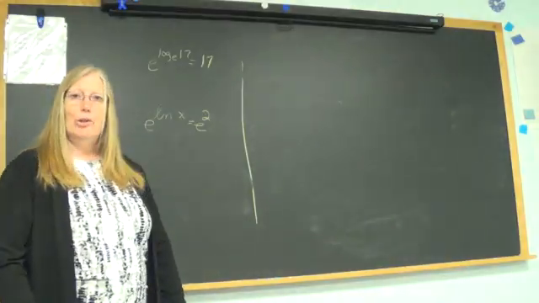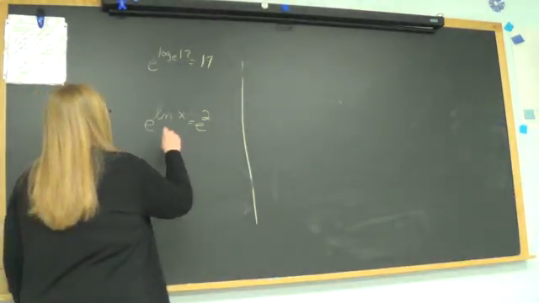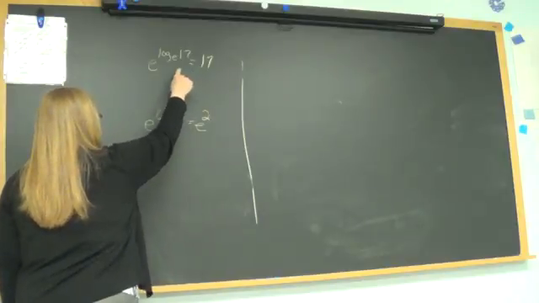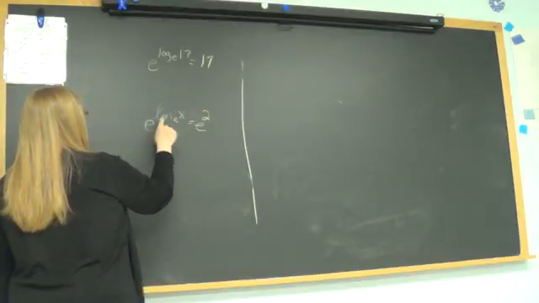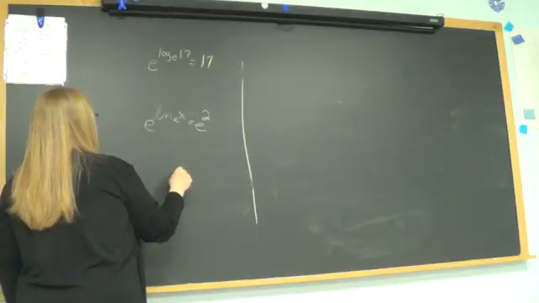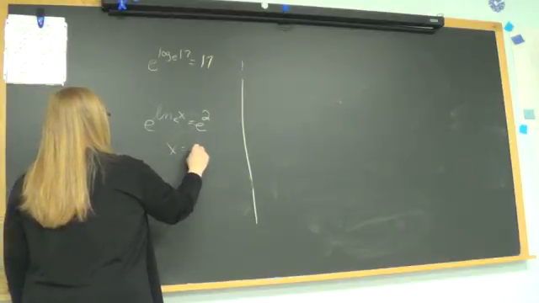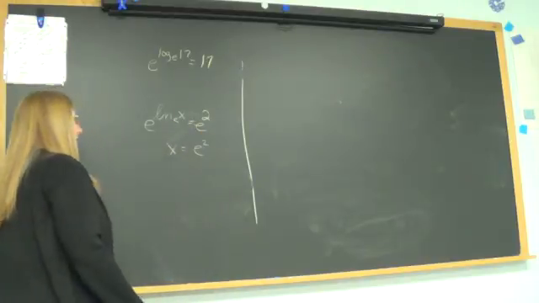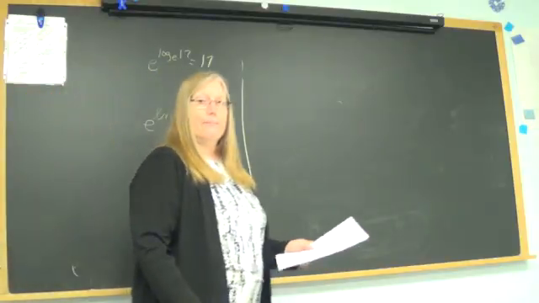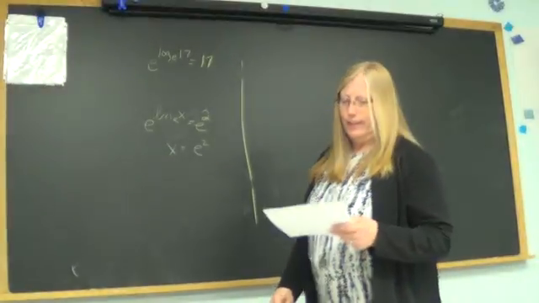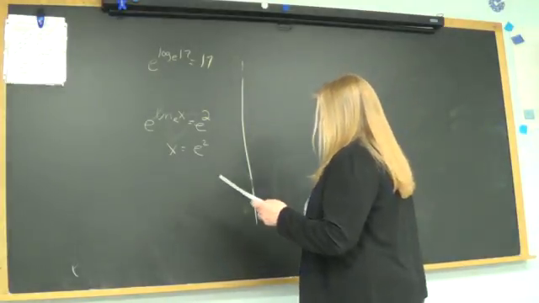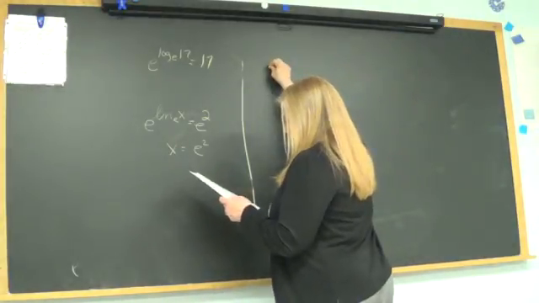Why would I want to do that? Because I know this is base e, it follows this principle. I know e raised to the ln of x is x. So I get x equals e squared. One step. Exponentiating both sides. Alright, another one.